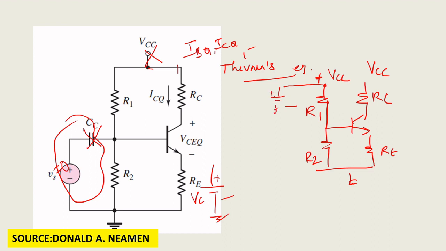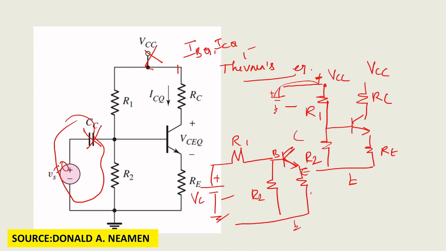Then following this plus, you have a resistance R1, then R2. That is connected to the base, emitter, collector. So RE, RC plus VC. See, this is the redrawn circuit.